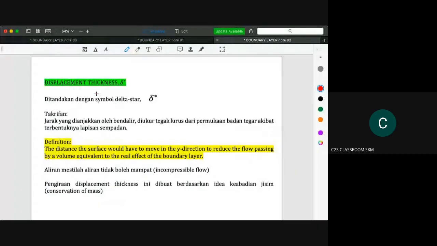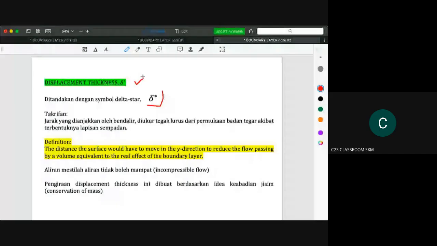One is called the conservation of mass. To make sure that the conservation of mass is fulfilled, we create another parameter called displacement thickness, delta star. It is not a physical phenomenon, so we cannot show displacement in experimental work. Displacement thickness is actually an imaginary term that you must use in your calculation.